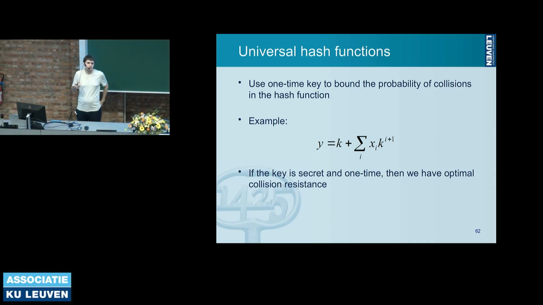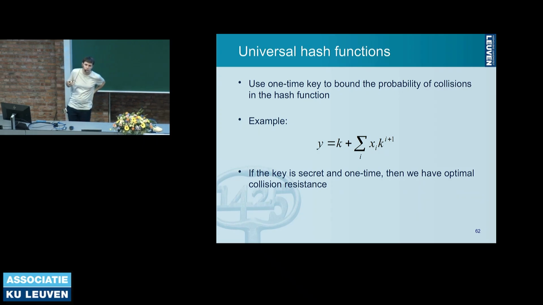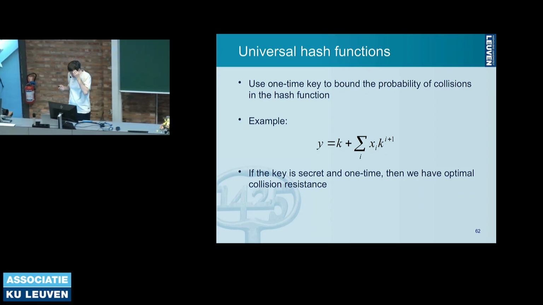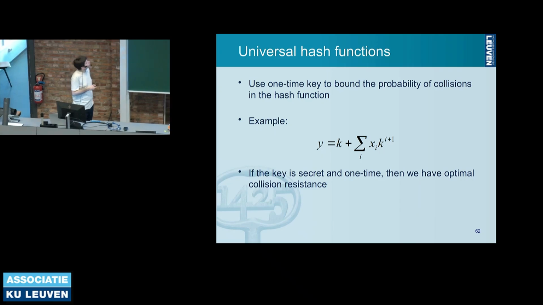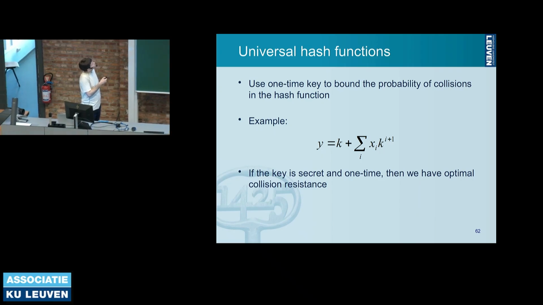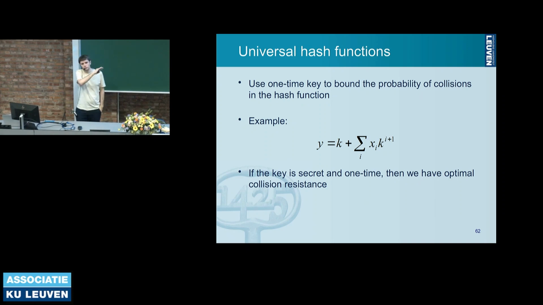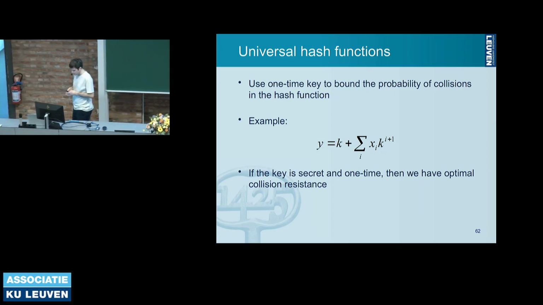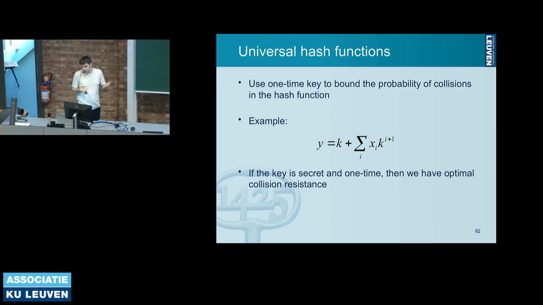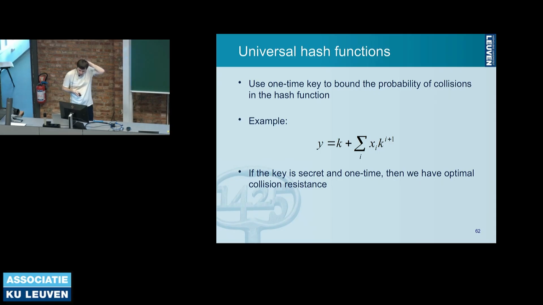But it requires, in principle, that every time you hash a message, you use a new random key. One example of this is: suppose I have a message with blocks x_i. I can take a polynomial whose coefficients are these message blocks. Again, I interpret these message blocks as elements of a finite field, for example. And then I evaluate this polynomial at the secret key.